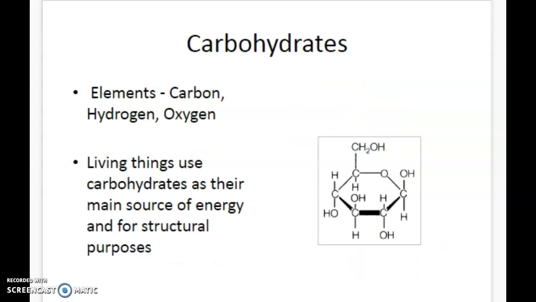So, starting out, carbohydrates. Carbohydrates are made up of carbon, hydrogen, and oxygen. You guys consume carbohydrates when you eat breads, sugars, starches, and this is the main source of energy for all living things, but it also is there for structural purposes.